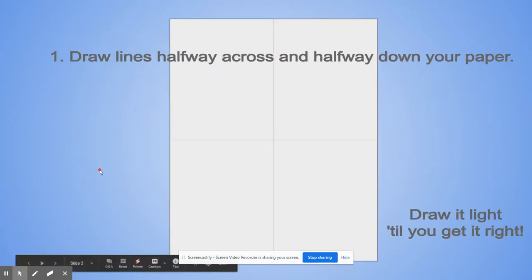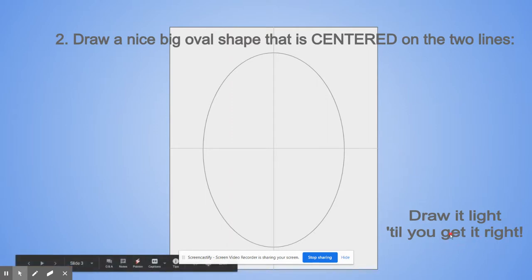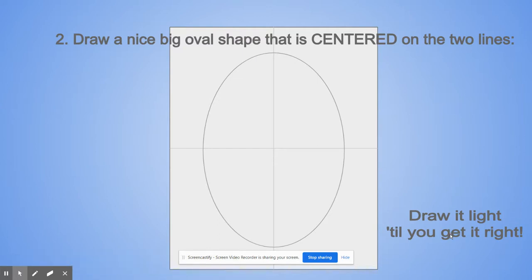Set up a piece of paper just by dividing it in half horizontally and vertically, and then make a good-sized oval that's centered right on the middle of that. It says draw light till you get it right on a lot of these slides, which means just don't make heavy marks on the paper yet. Keep them light so they don't dig into the paper.